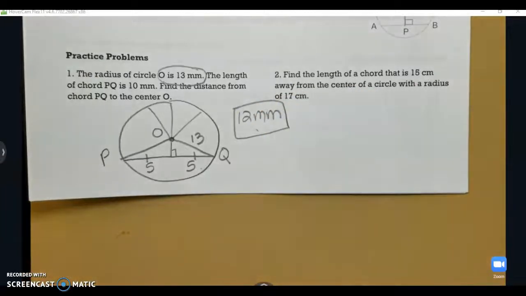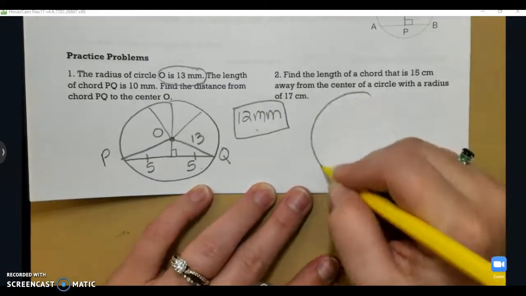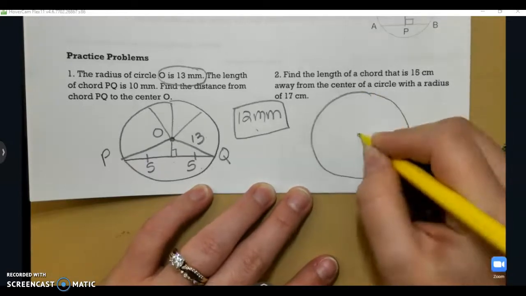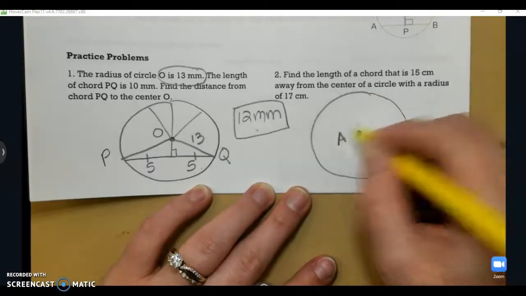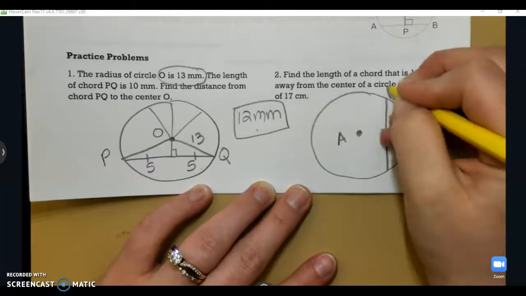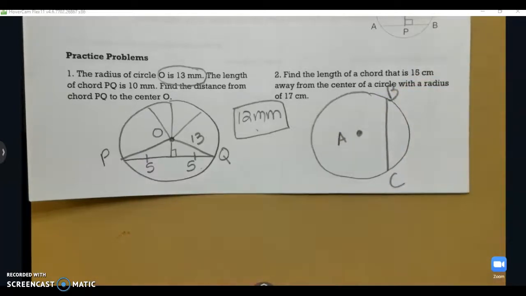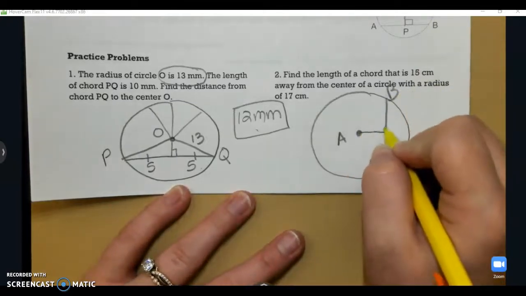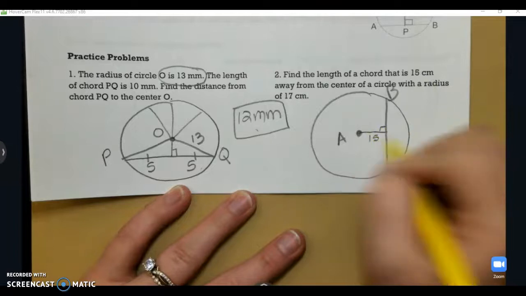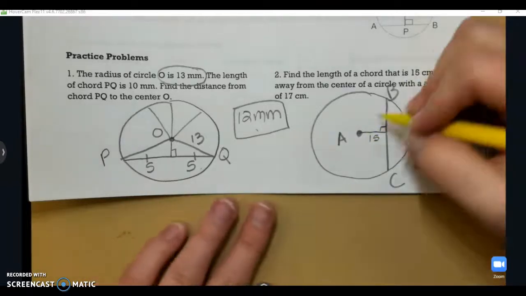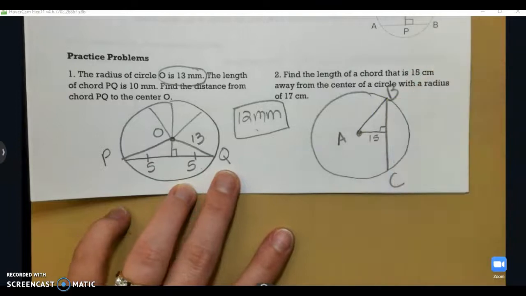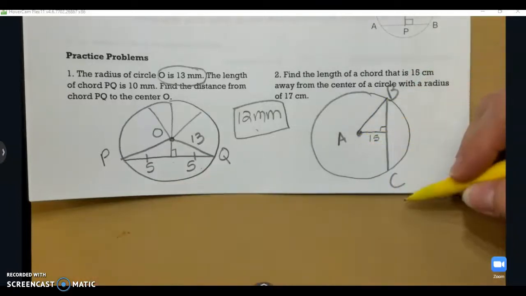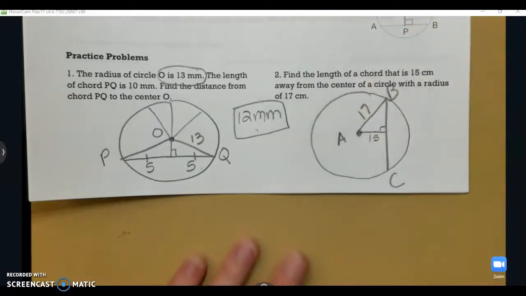Okay. On to number 2. Find the length of a chord that is 15 centimeters away from the center of a circle with a radius of 17. So again, let's draw this circle, and we're not given points here, so I'm going to name this circle A, and I'm going to draw in a chord and name it BC. So we're looking for the length of BC, and we're told that this chord is 15 away from A, so that perpendicular distance is 15, and we know the radius is 17. So again, I'm going to draw in that radius from A to the endpoint B, or you could draw it to C, and I know that this distance is 17.